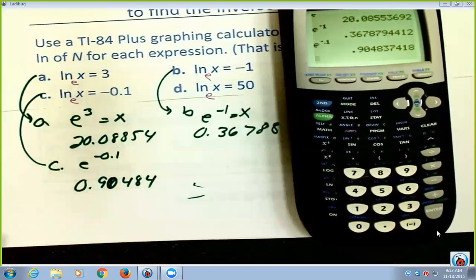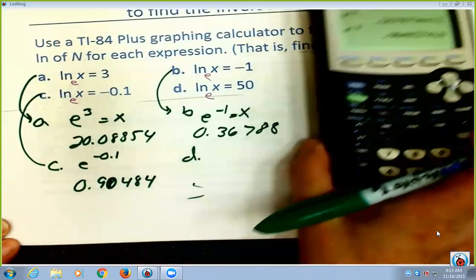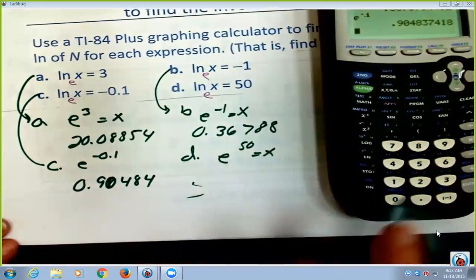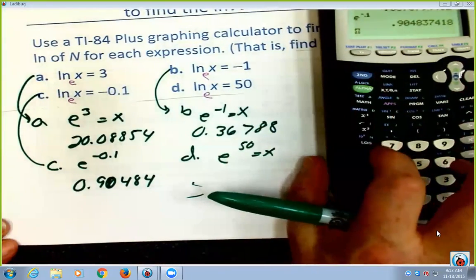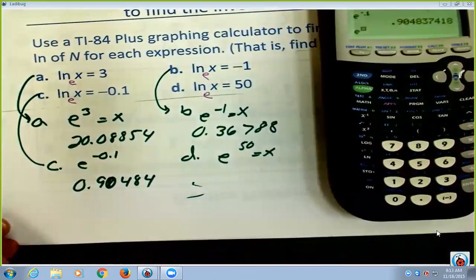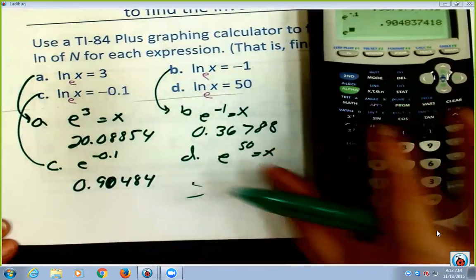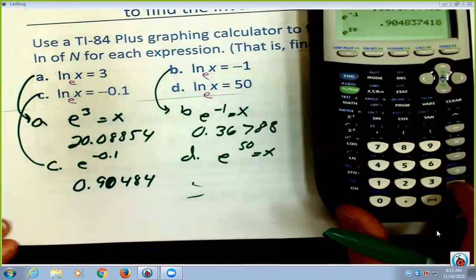And finally D, what do you get for D? E to the 50th equals X. And thank goodness we have calculators. I wouldn't want to take E at decimal 2.7, whatever it is, to the 50th power. It's going to be pretty good size.